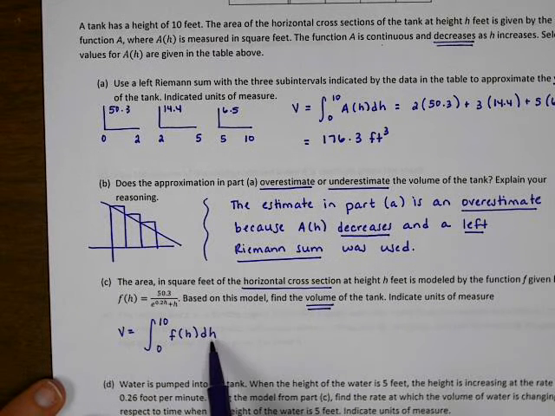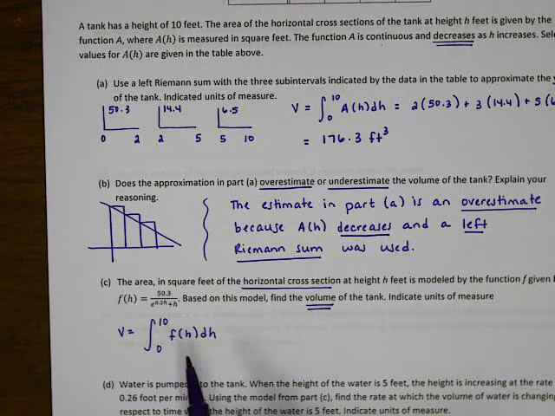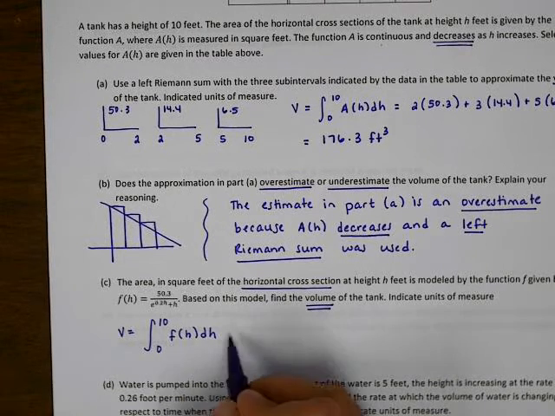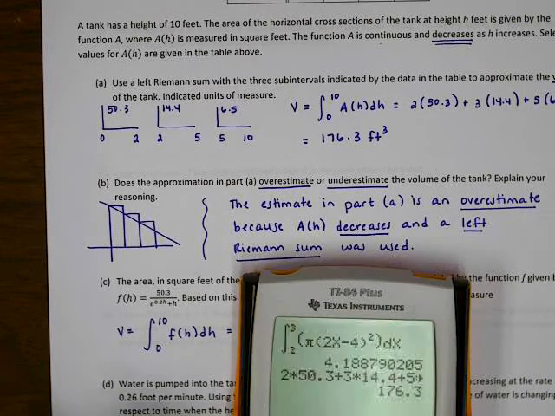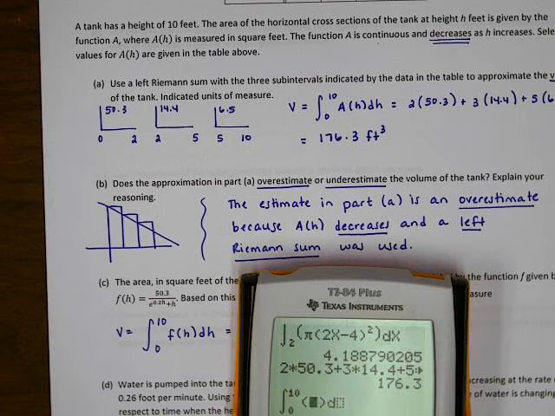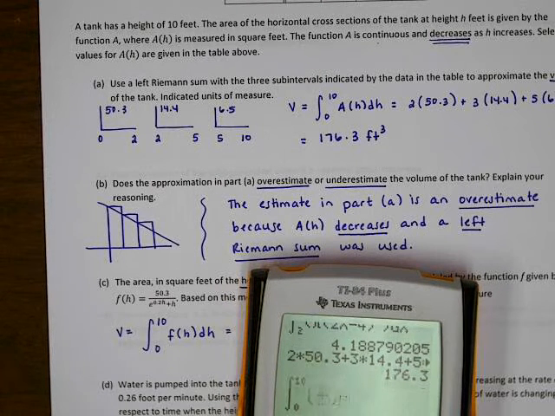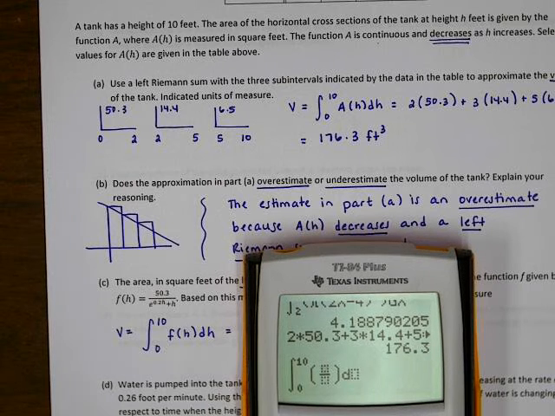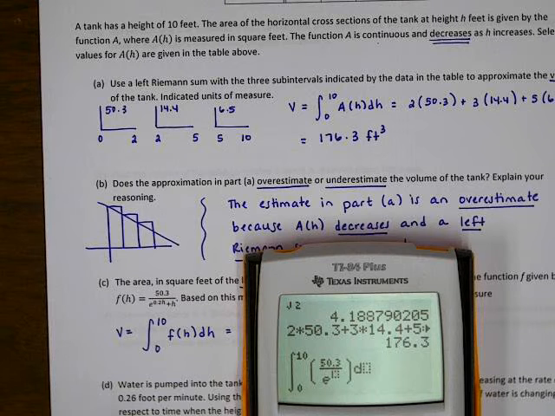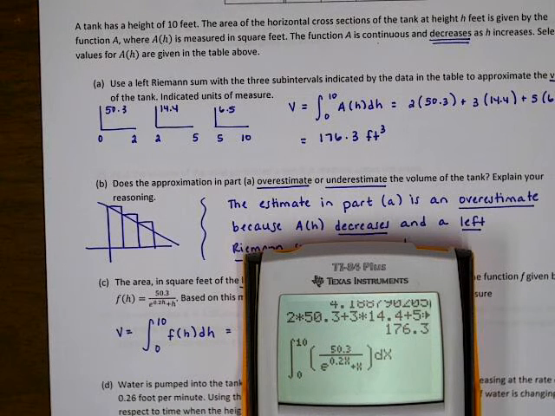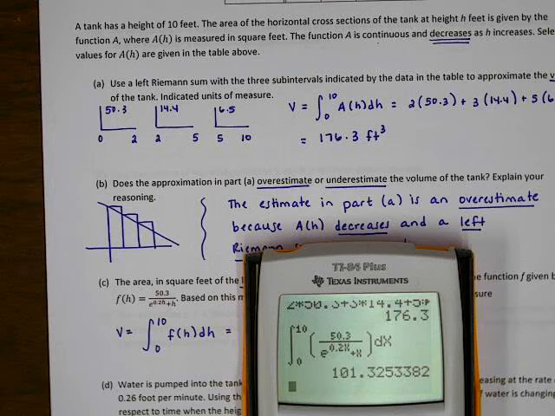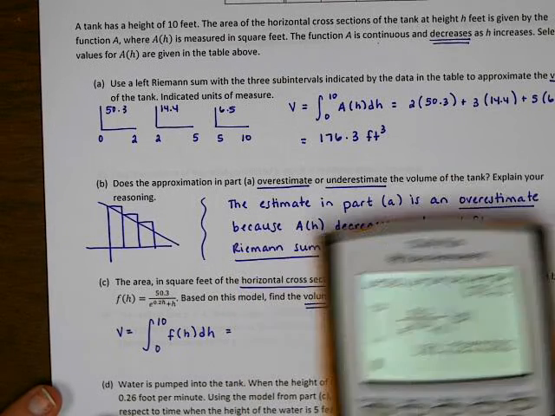Now you'll notice I'm saying dh here because the variable that we're given here is an h. I'm going to go ahead and type this in, because again, this is a calculator question. The integral from 0 to 10 of 50.3 over e to the 0.2 plus x, which gives us 101.325.